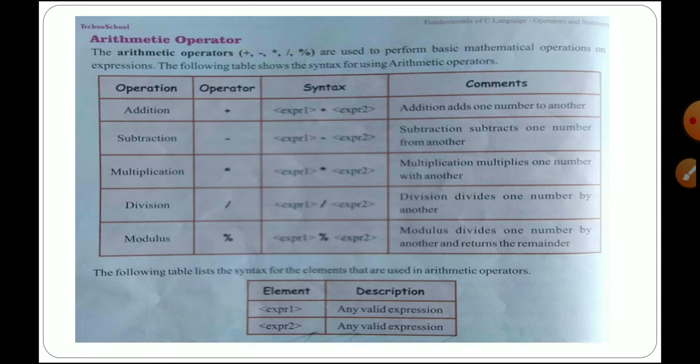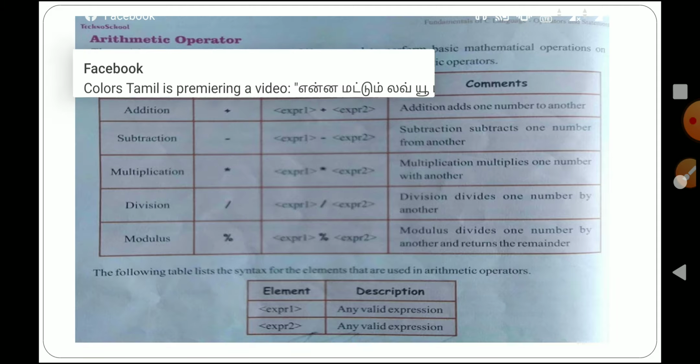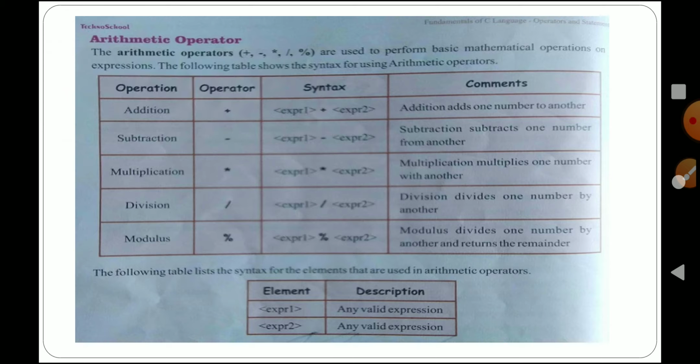Addition means what? The operation is addition, the operator is plus, and the syntax is expression 1 plus expression 2. Expression 1 is A, and expression 2 is B. A plus B. We give a value for A of 10 and for B of 20, so 10 plus 20 is 30. This is the way to use the addition operator. Like that, we have subtraction, multiplication, division.